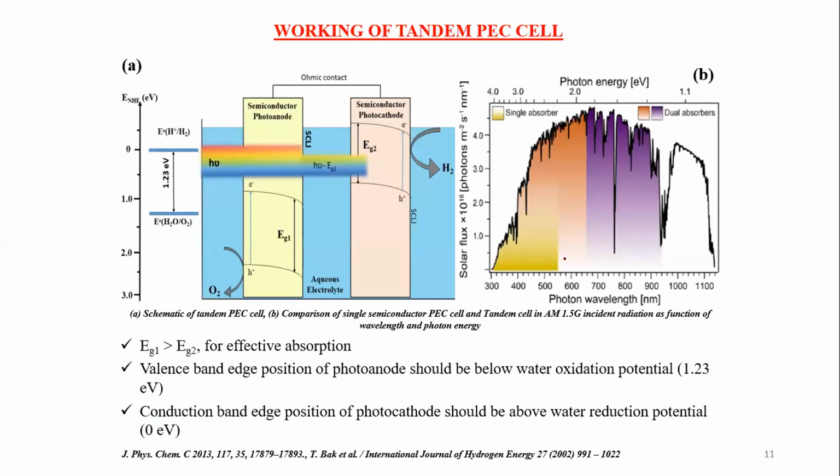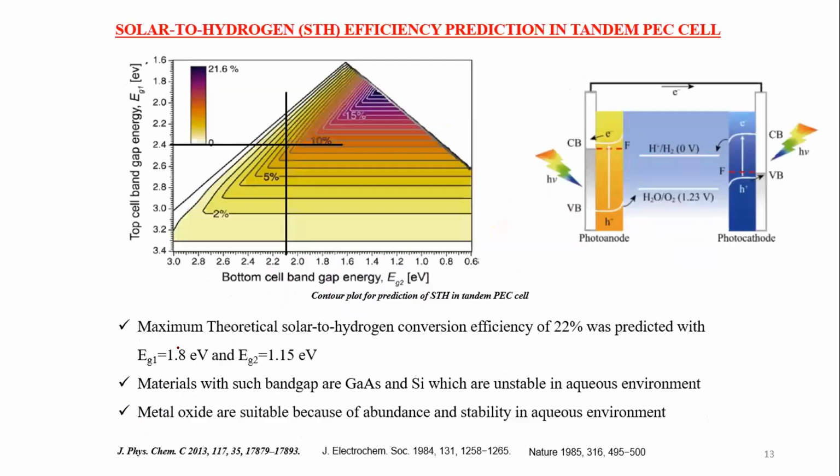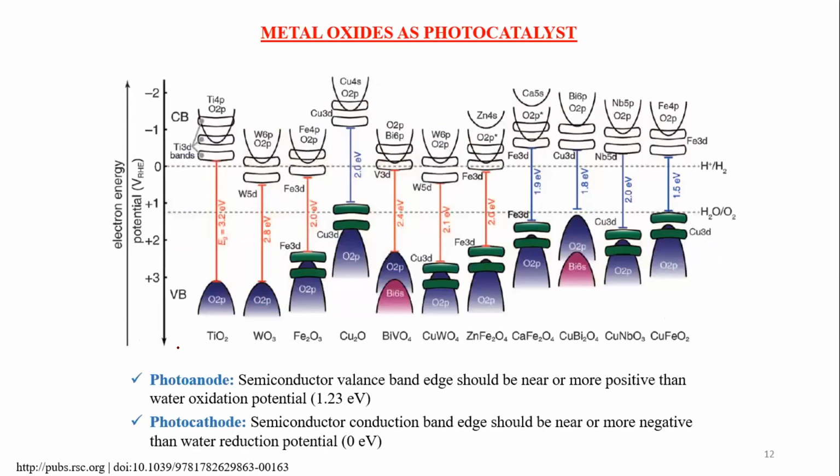So what are the advantages of having such a tandem system? One example I would give is that if you use a single semiconductor, it will absorb light only in part of the spectrum. If you use a dual absorber, you can improve the absorption efficiency, so that you can cover almost the entire spectrum of incoming solar radiation. That's one thing. And the second important criterion is in such a Z scheme. I'll show you in a minute.